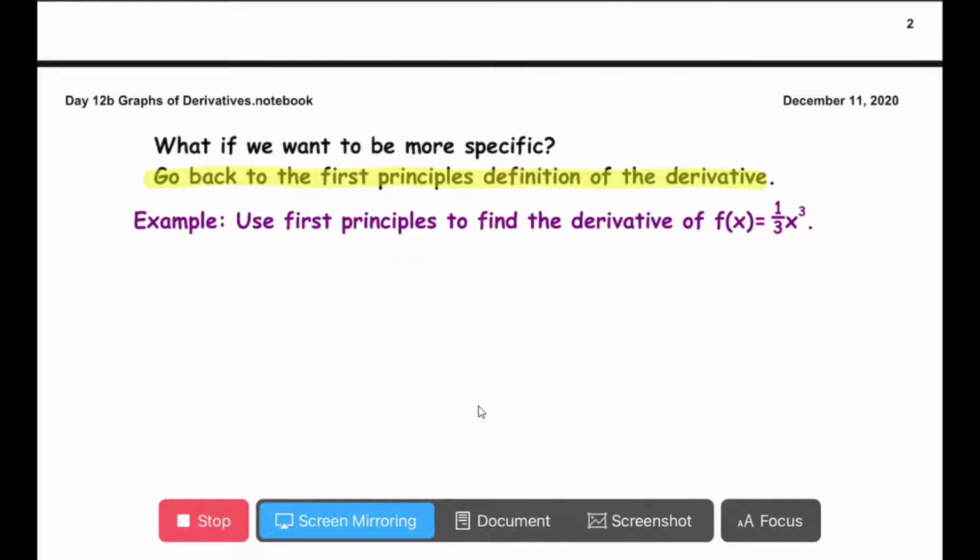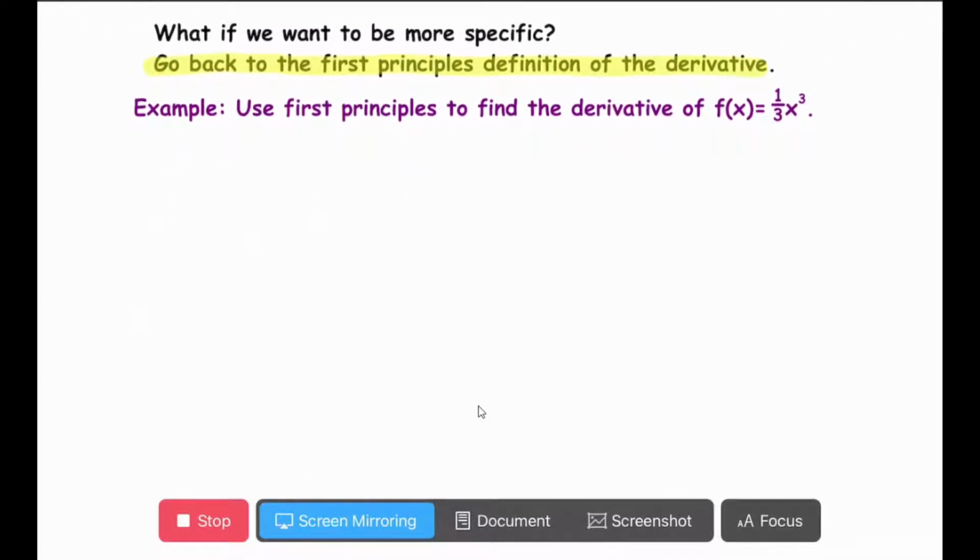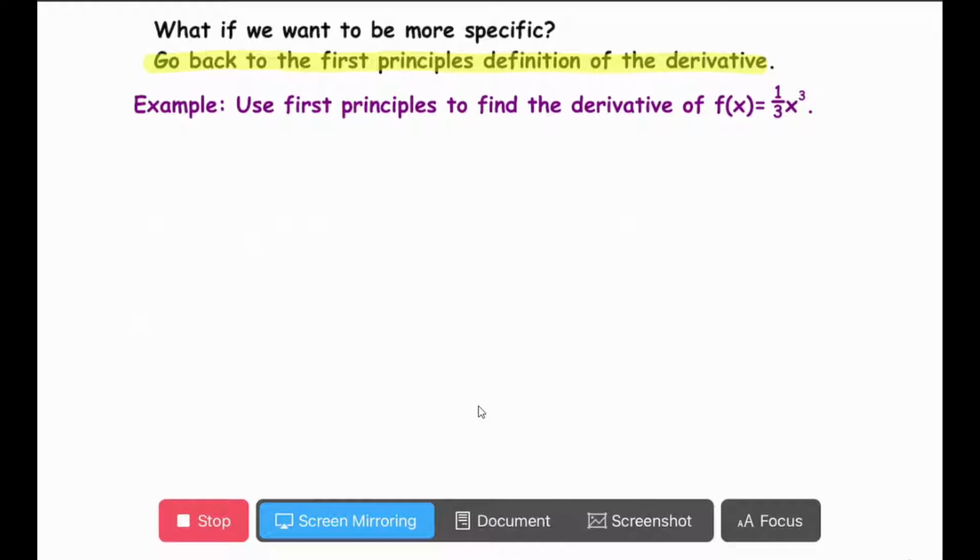Going back to basics, going back to our foundational knowledge is usually a good bet, and foundational knowledge and having structure is always going to be your friend when you get stuck. So let's take a look. Let's use first principles to find the derivative of f of x equals 1 over 3 x cubed. And so what are we trying to find here? We're trying to find d/dx of f of x, or we're trying to find our f prime of x. And just a quick note, f prime of x and f inverse of x are not the same thing, so be careful with your notation. Please don't confuse those two.